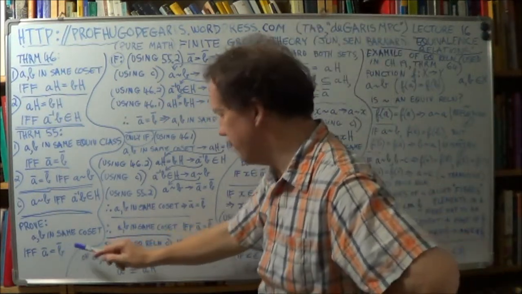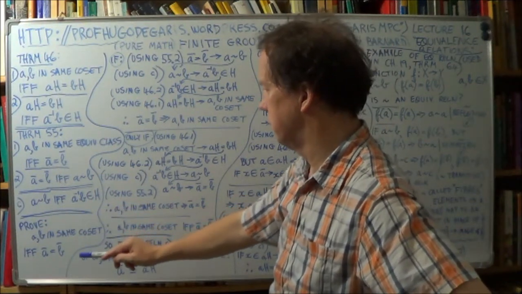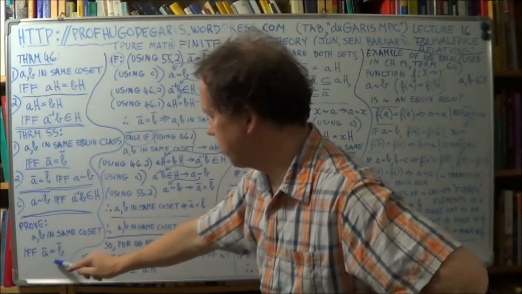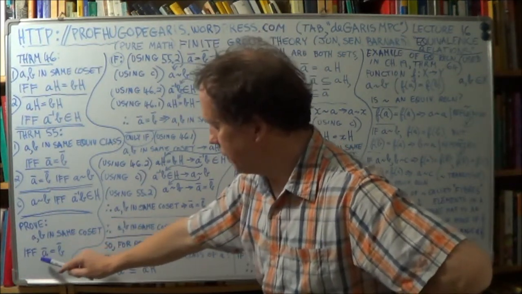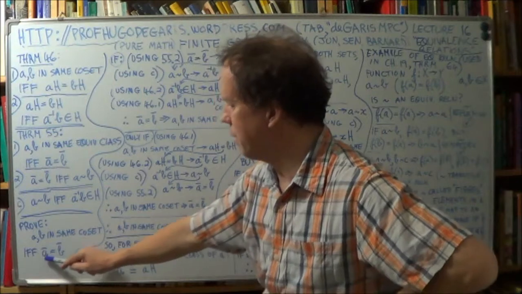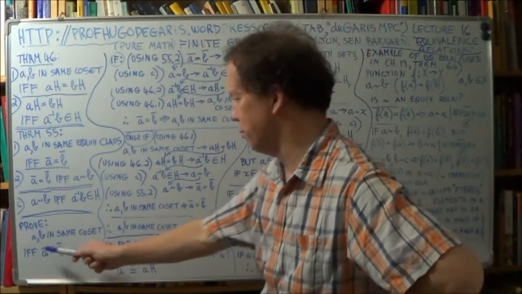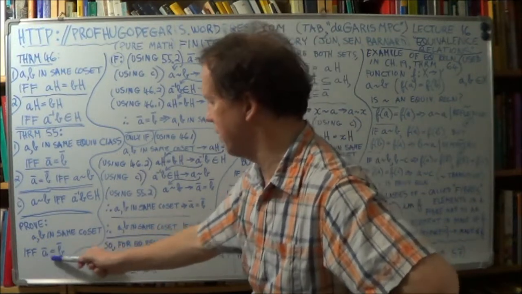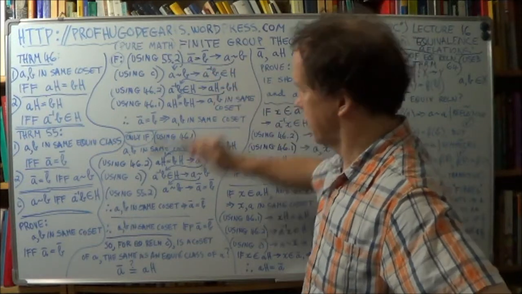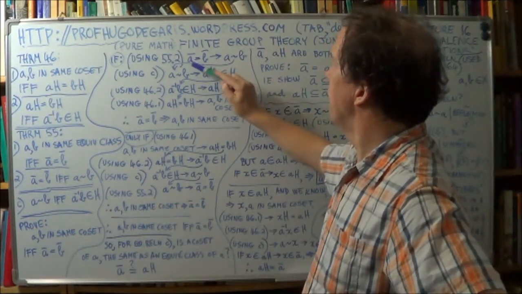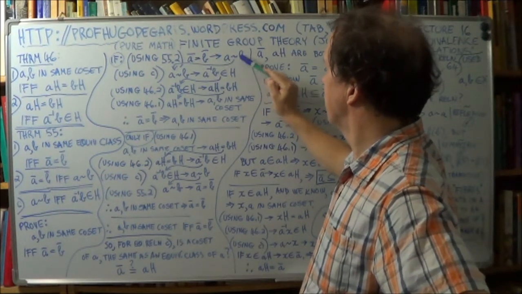Okay, we're starting with this. So equivalence classes are the same: A bar equals B bar, and we have to prove it from right-hand side to left-hand side. So we have to prove that A and B are in the same coset, given this. All right. So we start with this here, and from this we deduce that A is equivalent to B.